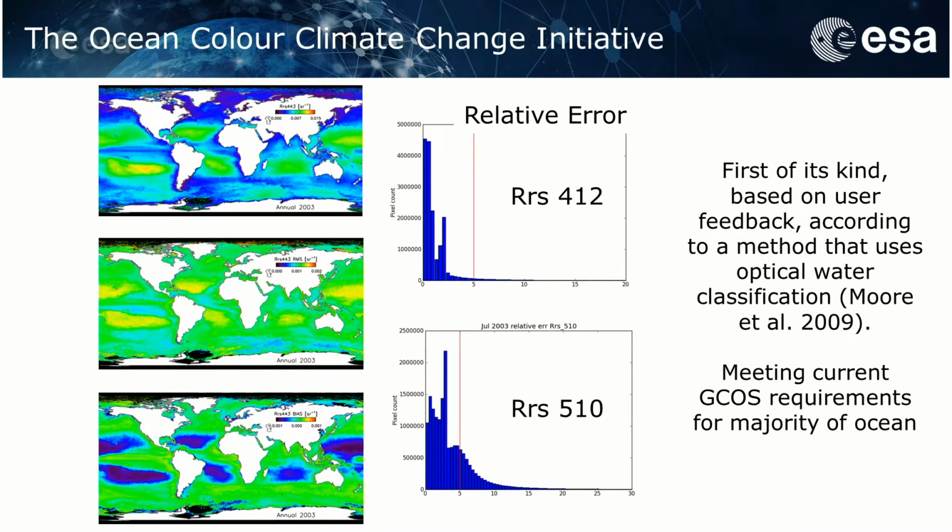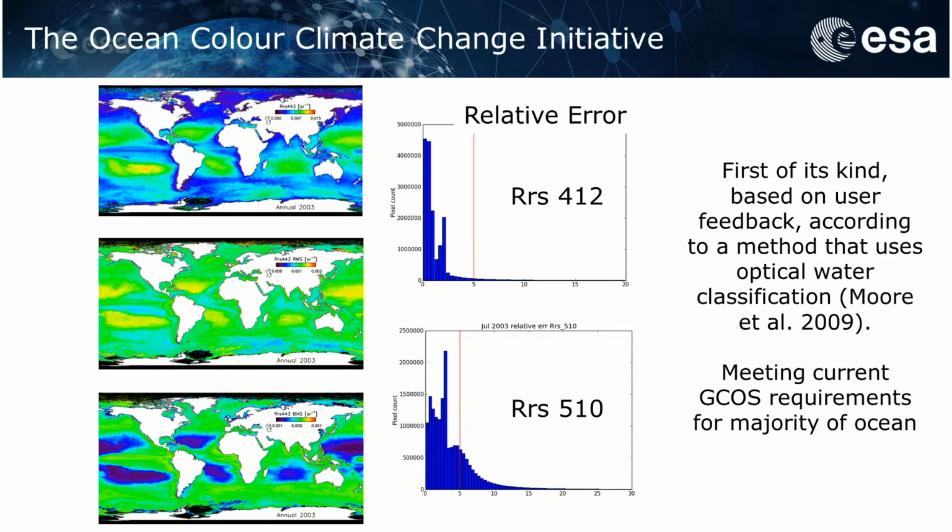Okay, and so this is just some examples from the first version of the CCI project that I got from Schuber. And what we can show here is that the relative error in our remote sensing reflectance, in blue at the top here and in green at the bottom here, for the majority of the ocean, according to our errors, is lower than this 5%. So we seem to be meeting the GCOS requirements.